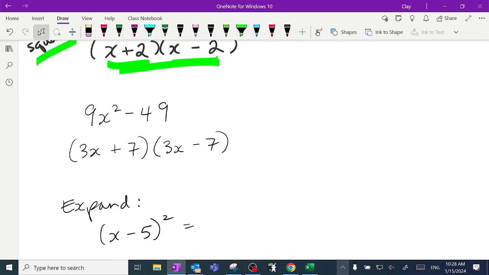Notice the next one, I actually already have that one done for you. 9x squared minus 49. Those are both perfect squares. So it's 3x plus 7, 3x minus 7. I'll give you a sec to catch up to me.